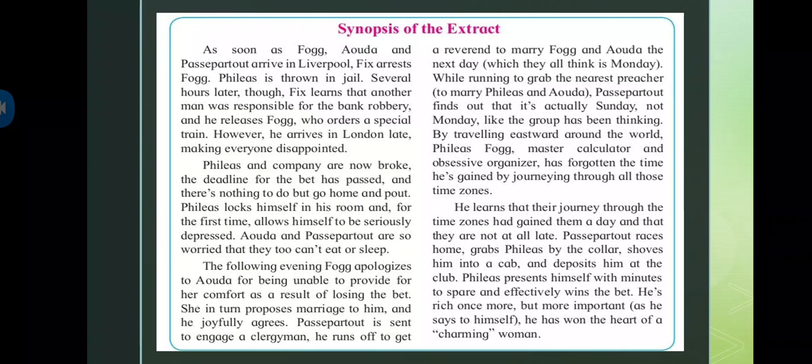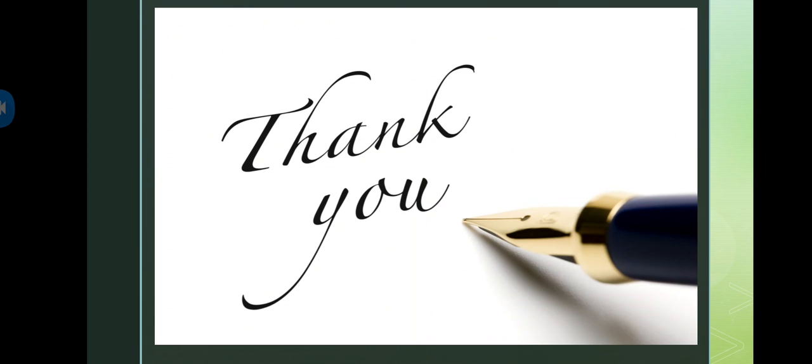But here he is not talking in that sense. It's not about the wealth or the money that he's talking about when he says he's rich again. But more important, as he says to himself, he has won the heart of a charming woman. It's not because he won the money, but because he won the heart of a charming woman, that he's calling himself rich. So I hope you have understood what I have explained.